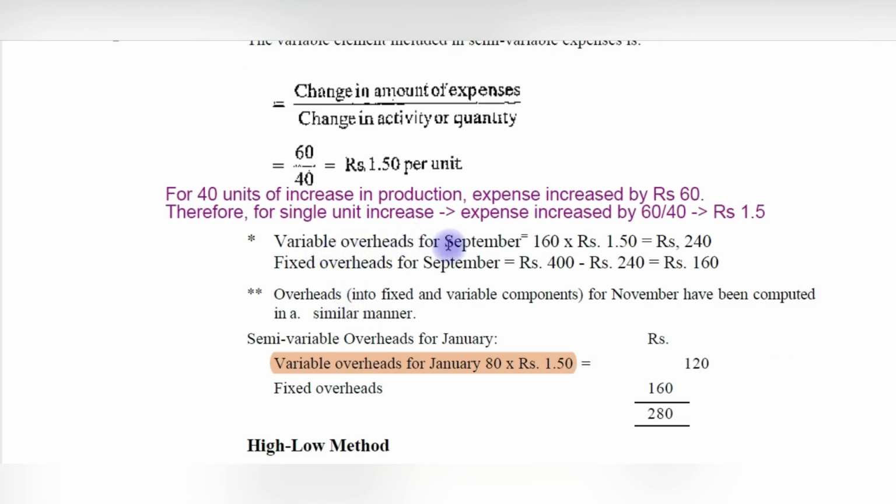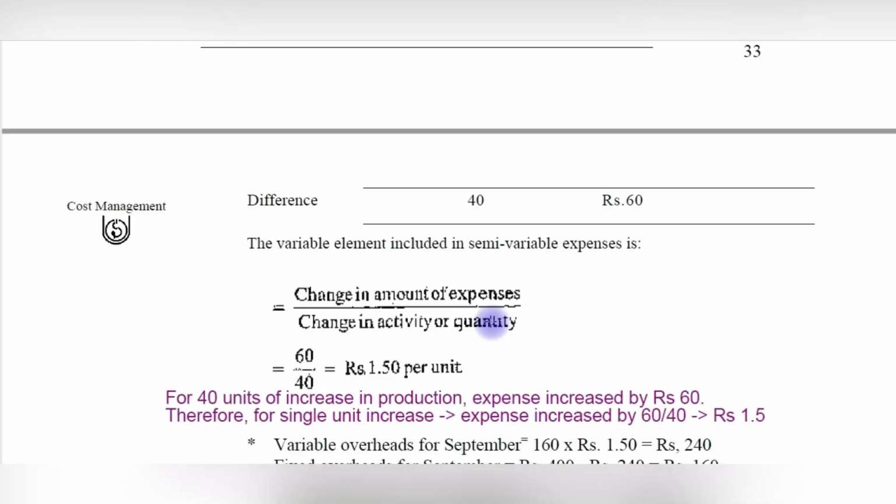Okay. Variable overheads for September equal to 160 into 1.5. How did we get this 1.5? You divide the increase in the expenses by the increase in the number of units produced. Then we will get how much is the increase for each unit. This is 1.5. Multiply this with the total number of units. We get 240. So total expenses is 400. Remove this 240. You will get 160 rupees. Like this, the question asked, find the variable expenses for the month of January. You can find similarly. Right? What is the second method?